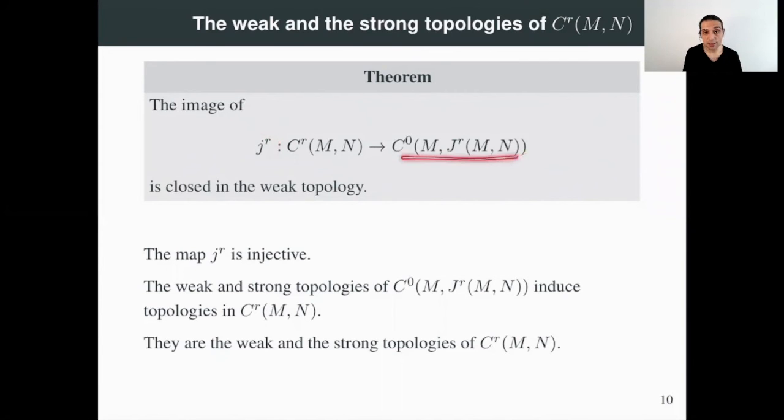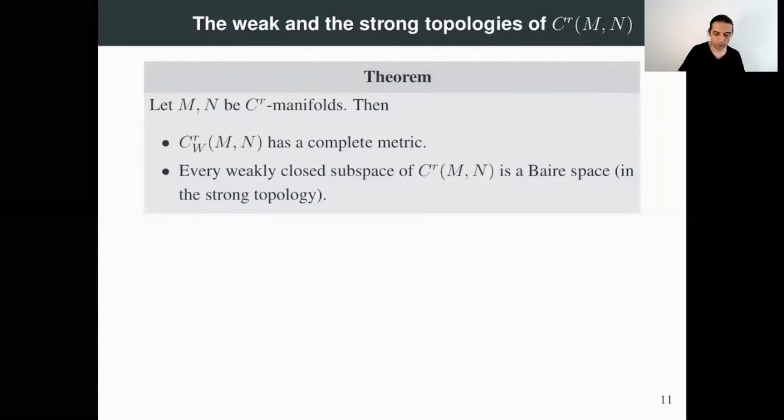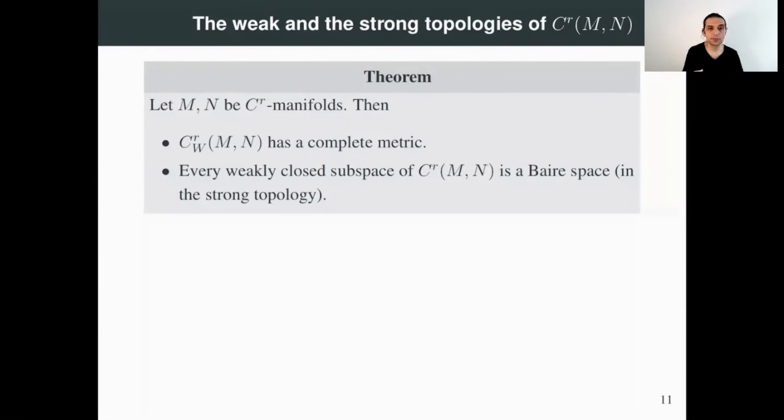But this space of continuous maps is a complete metric space, and a closed subset of a complete metric space is also a complete metric space, right? So we just generalize the result for the spaces of continuous maps to the C^r case. We have that every weakly closed subspace of the space of C^r maps between M and N is a Baire space in the strong topology.